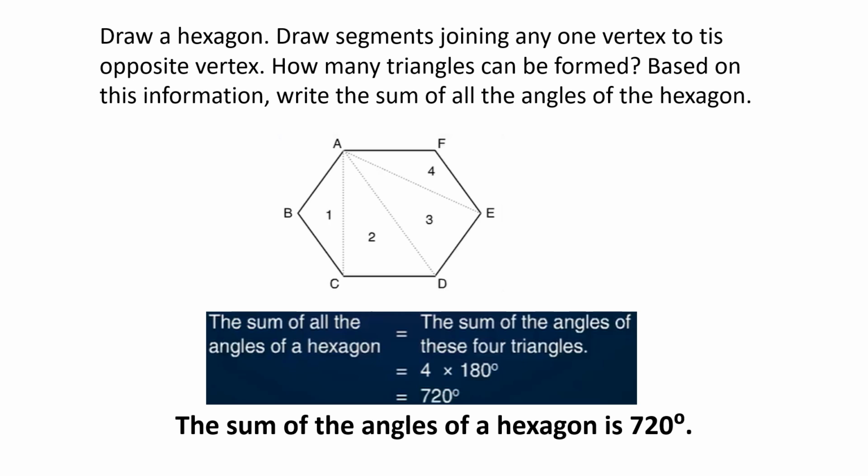Draw a hexagon. Draw the segments joining any one vertex to its opposite vertex. How many triangles can we form? Now we have a hexagon over here, and when I divided it by joining any one vertex to all the other vertices as possible, forming triangles, we get a total of 4 triangles. And we know the sum of the measures of the angles of a triangle is 180 degrees. So 4 triangles will be 4 into 180, that is 720 degrees. Hence the sum of the angles of the hexagon is 720 degrees.